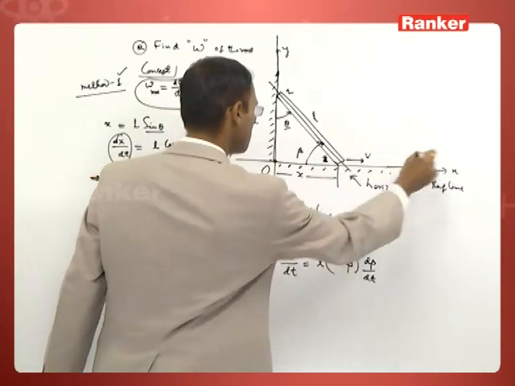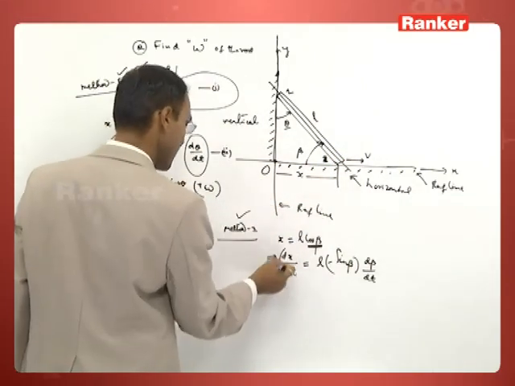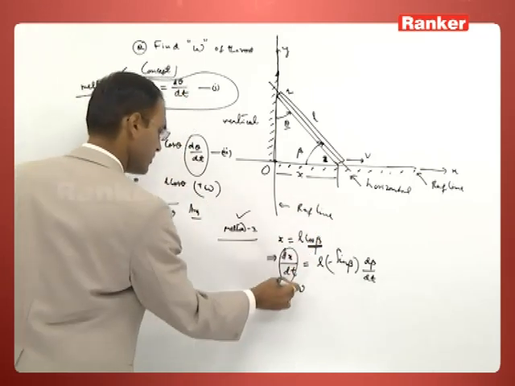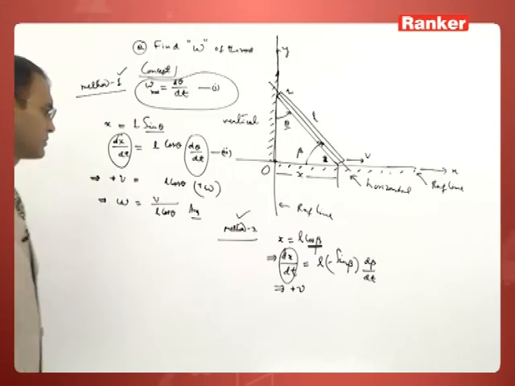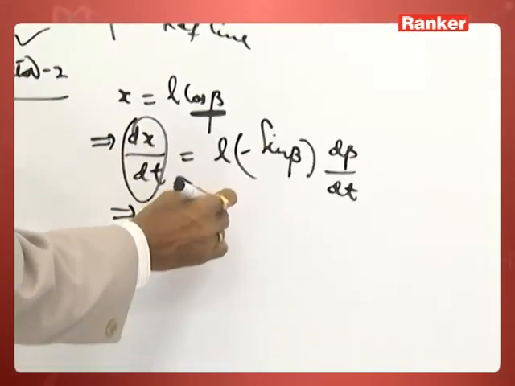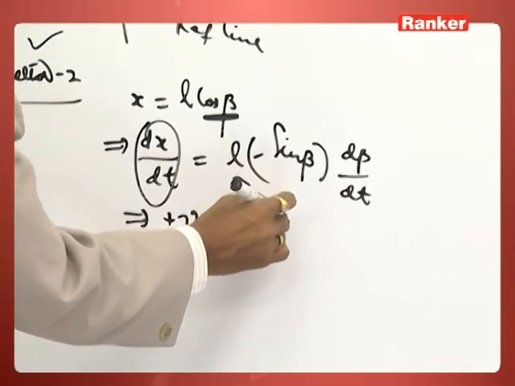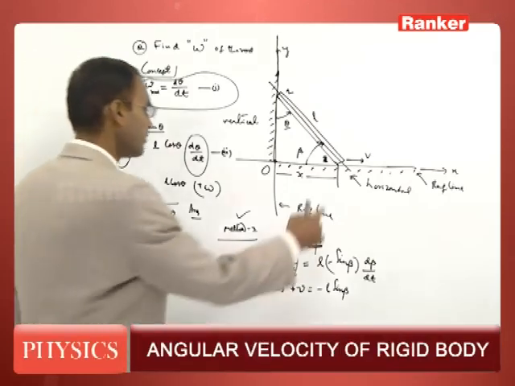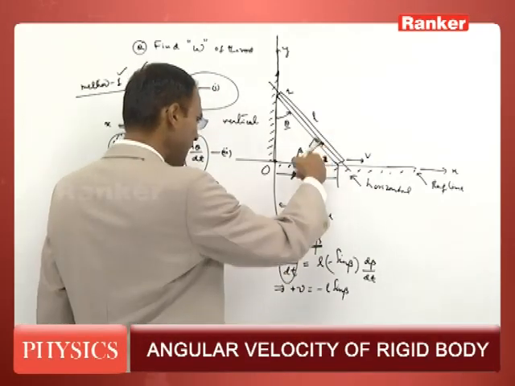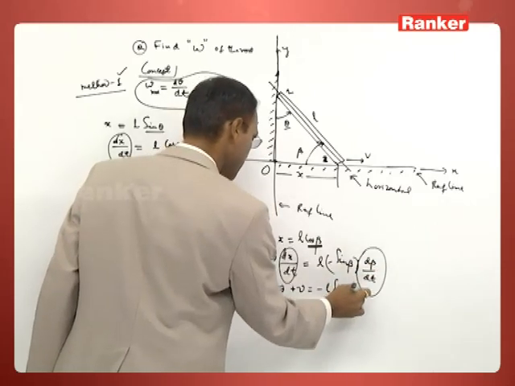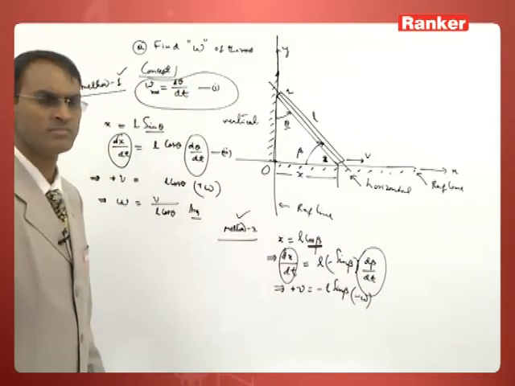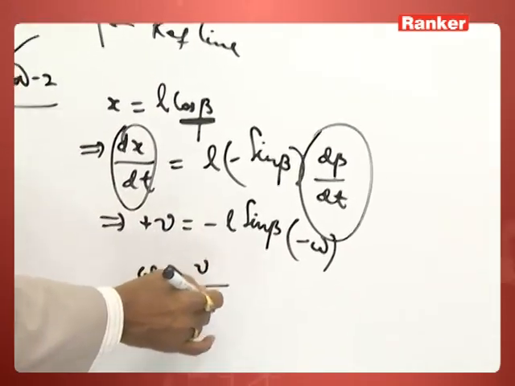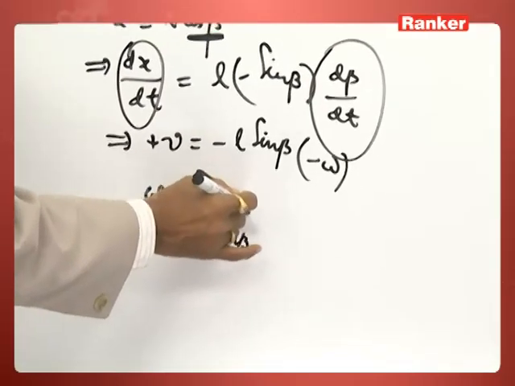Since this point 1 moves towards the right, x increases. Therefore, dx by dt conventionally we can write plus v, which is equal to minus L sin beta. When it moves in this way, the beta decreases. Since beta decreases, d beta by dt can be written as minus omega. So, omega can be written as v by L sin beta.